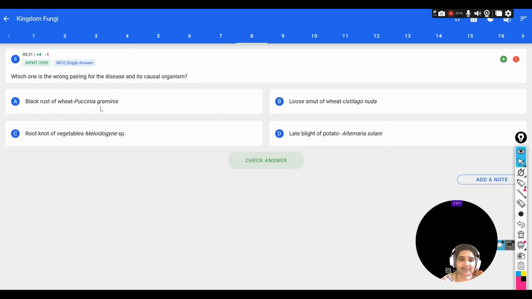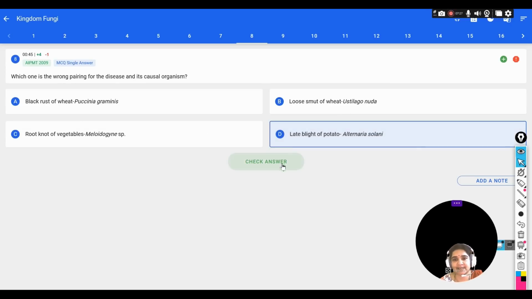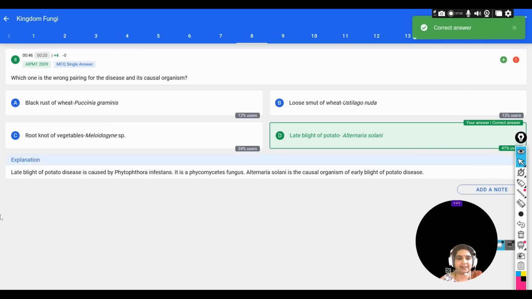Yeah, rust means it will be caused by Puccinia graminis. Loose smut, another species which causes it is Ustilago. Okay, root knot of vegetables is Meloidogyne species. So the wrong option is late blight of potato. That one, late blight of potato, is caused by Phytophthora infestans. It is a Phycomycetes fungus. Okay, so it causes what is called late blight of potato. This Alternaria solani is the causal organism of early blight of potato disease. It is not late blight.